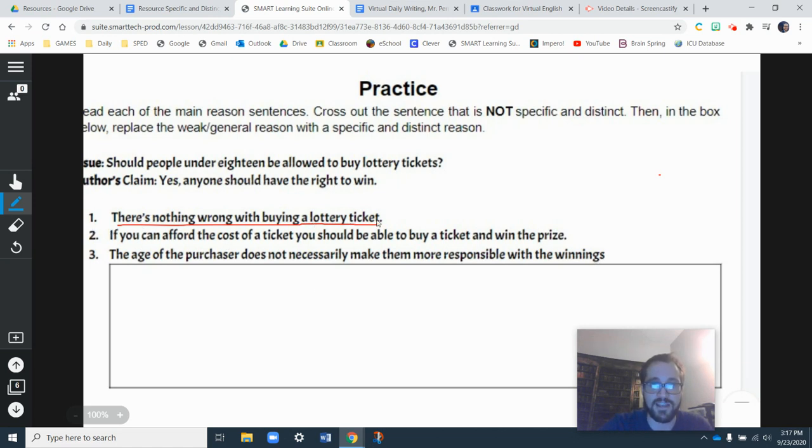There's nothing wrong with buying a lottery ticket. It's not clear. It's not good. So let's rewrite it. Let's write a new one. Now, what I would do if I had the ability to is I would go in here and write my own reason. I can't do that on this version of the slide because I didn't make this an activity. But what I would do is write my own.